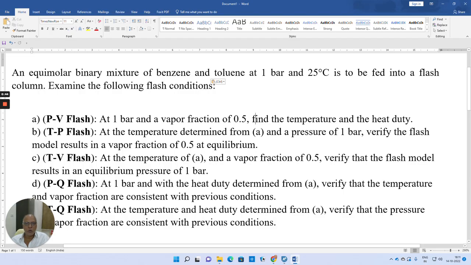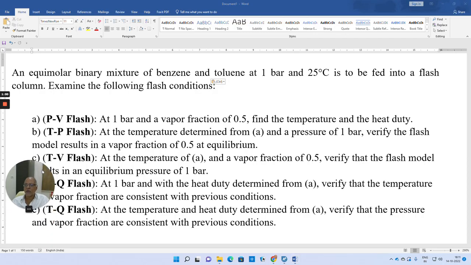Now, the problem will be much more difficult if you are given pressure and vapor fraction, temperature and vapor fraction, pressure and heat duty, or temperature and heat duty. Probably some of these calculations are going to be tedious. In other problems, you might have seen how to solve a flash problem only when temperature and pressure are given to you. I don't go into the details, but you can verify the basic equations that are necessary to solve a flash problem.